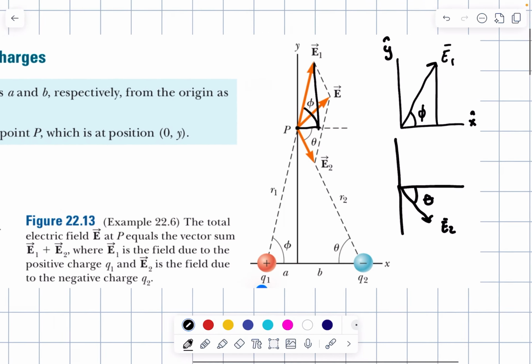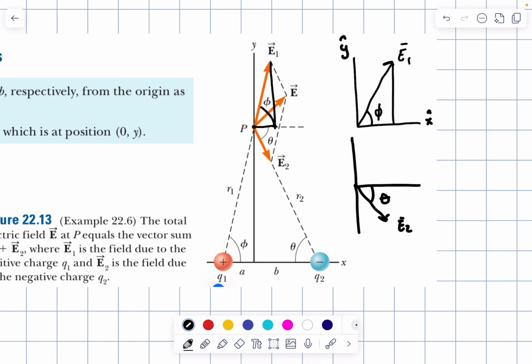Here is our configuration, where we have a positive charge here and a negative charge here, and we want to know what the electric field is way down here. The interesting thing to note is that they are not evenly spaced. This is the center axis, and this one is a distance A away, here it's B away, so they make different angles, and we're going to have some weird looking net electric field.